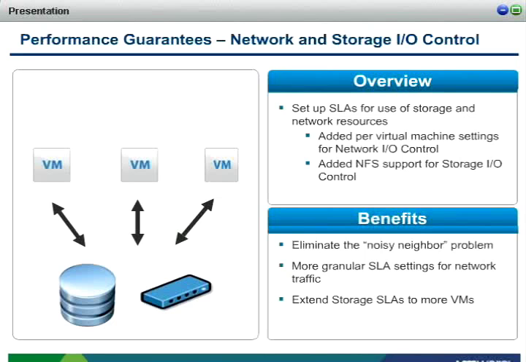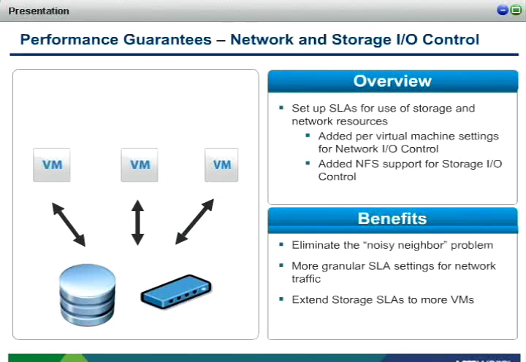So what you could do is say, if there was ever a contentious scenario where everybody was asking for the resource at the same time, you're going first, you're going second, you're going third, and so on. And what we've decided to do in this release is modify both storage I/O and network I/O control in order to alleviate this kind of noisy neighbor problem that we've seen in the past.